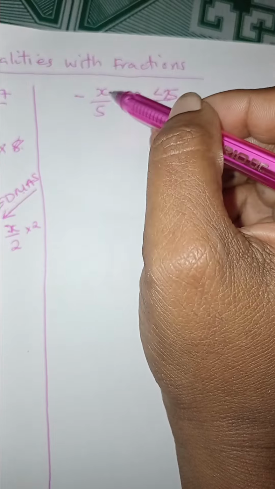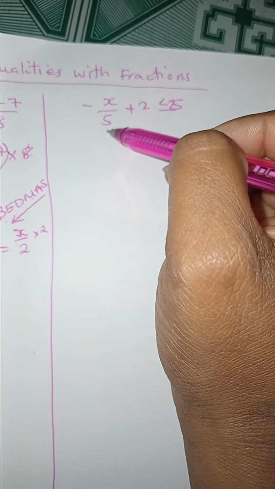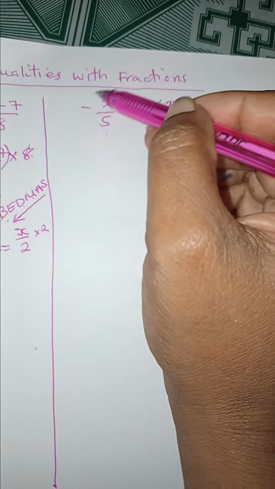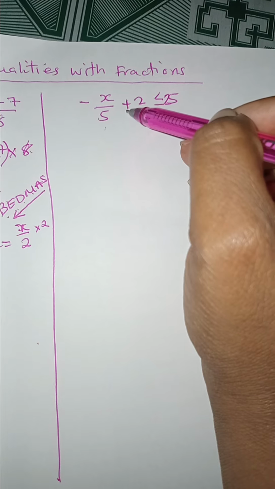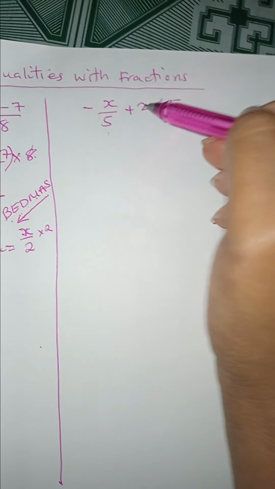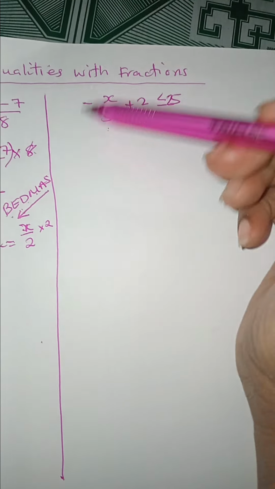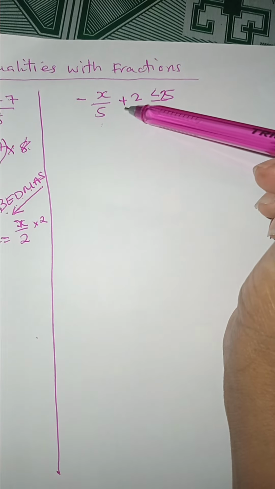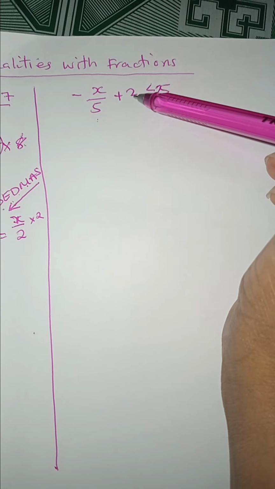Next one. Here we have negative x over 5 plus 2 is less than or equal to 25. Now, considering this fraction, it's one single number, but there's another extra addition of 2 there. The fraction is this one. Plus 2 is another operation, and this 2 is a bit further from the x. So following the order of operations, we can remove the 2 first. We can do the addition first because it is not part of this fraction.